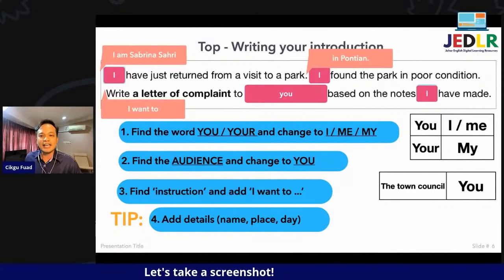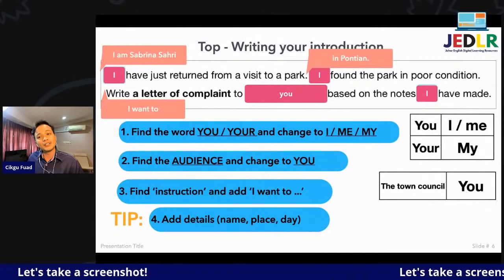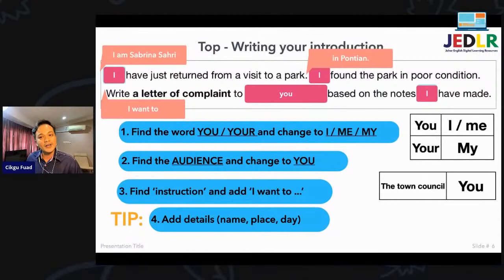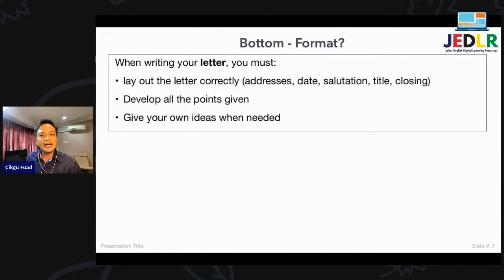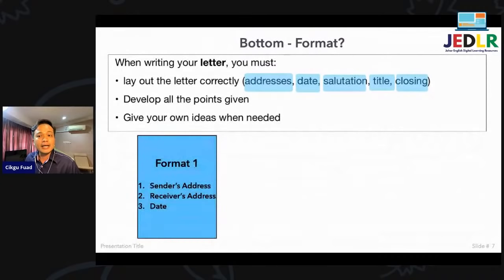Now, I think you have taken a screenshot for this one. Perhaps we want to look at the bottom part of the question. As I told you before, the bottom part is the clue on how you are going to write the format. For example, here, when writing your letter, you must lay out the letter correctly: addresses, date, salutation, title, closing. So these 5 elements are the format for a formal letter. But for a formal letter, it's a little bit tricky because there's not only 5, there are quite a lot to write. So let us look at it one by one.